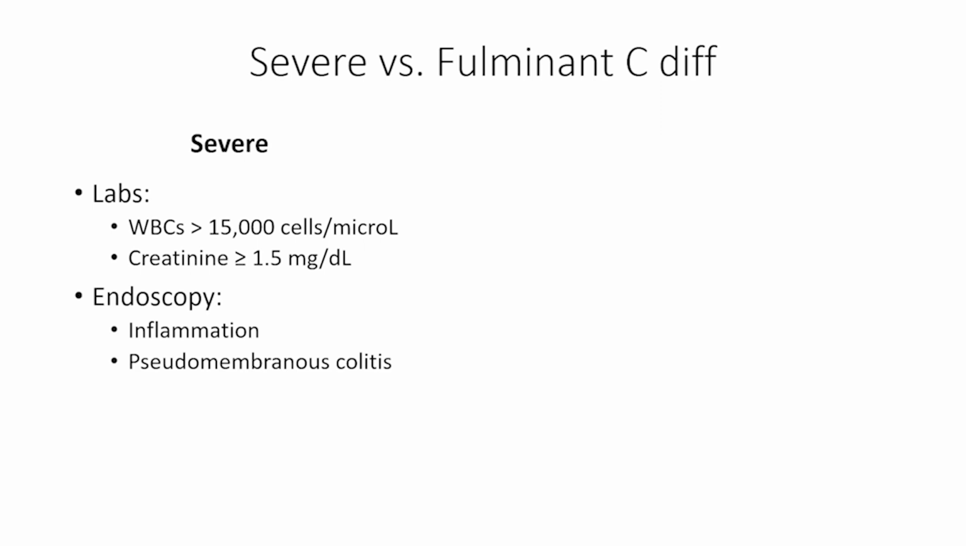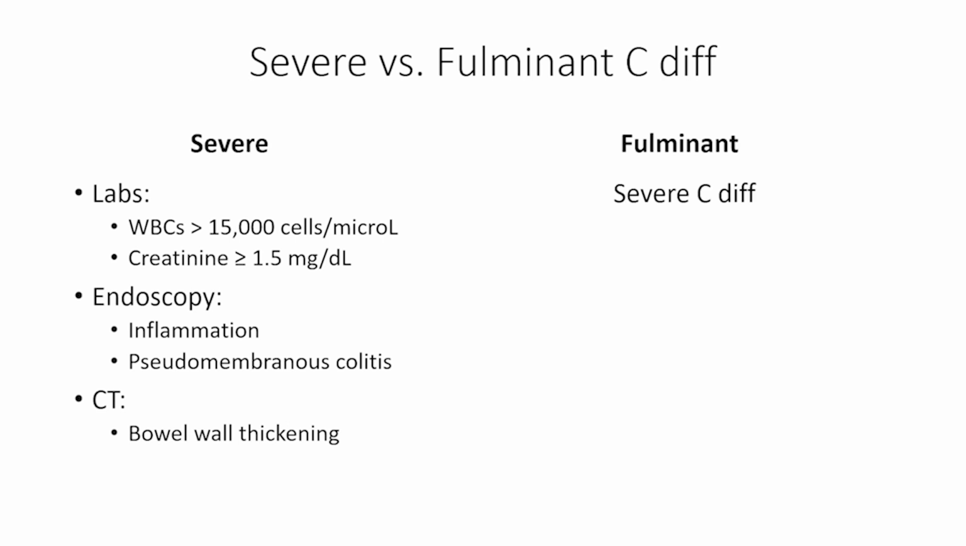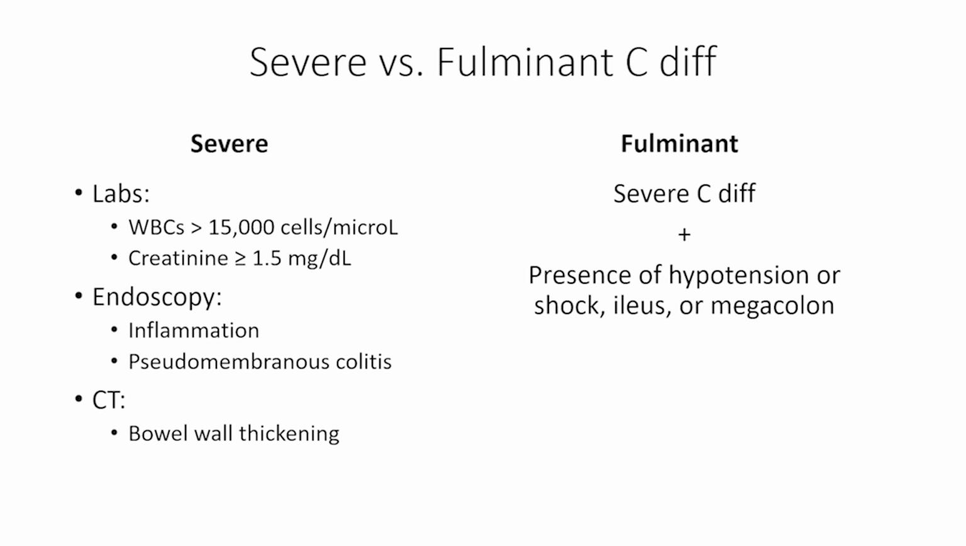diff. If endoscopy is performed, inflammation or pseudomembranous colitis may be seen, and CT scan may show bowel wall thickening. Fulminant C. diff is a step above severe C. diff, and this usually requires the presence of the things seen with severe C. diff, like the elevated white count and creatinine numbers, but also multi-organ failure, where there can be hypotension or shock, low blood pressure, there can be ileus, or slowing of the colon, or there can be megacolon, where the colon becomes very distended and full of air.